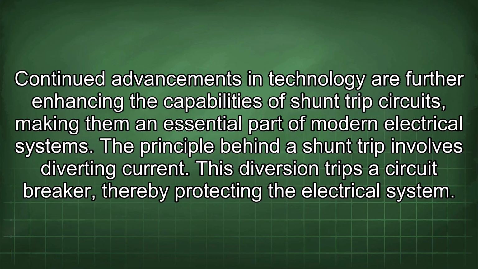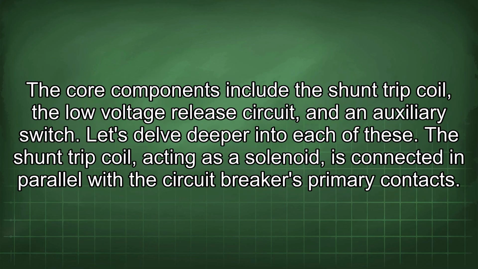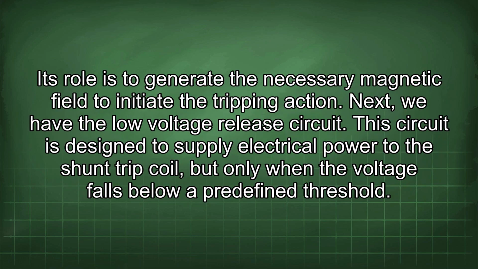This diversion trips a circuit breaker, thereby protecting the electrical system. The core components include the shunt trip coil, the low voltage release circuit, and an auxiliary switch. Let's delve deeper into each of these. The shunt trip coil, acting as a solenoid, is connected in parallel with the circuit breaker's primary contacts. Its role is to generate the necessary magnetic field to initiate the tripping action.